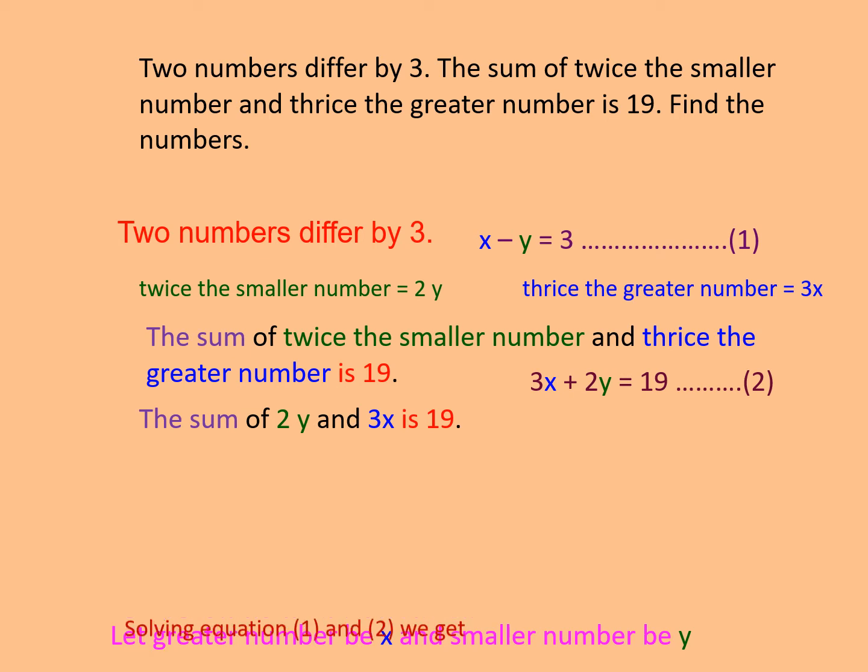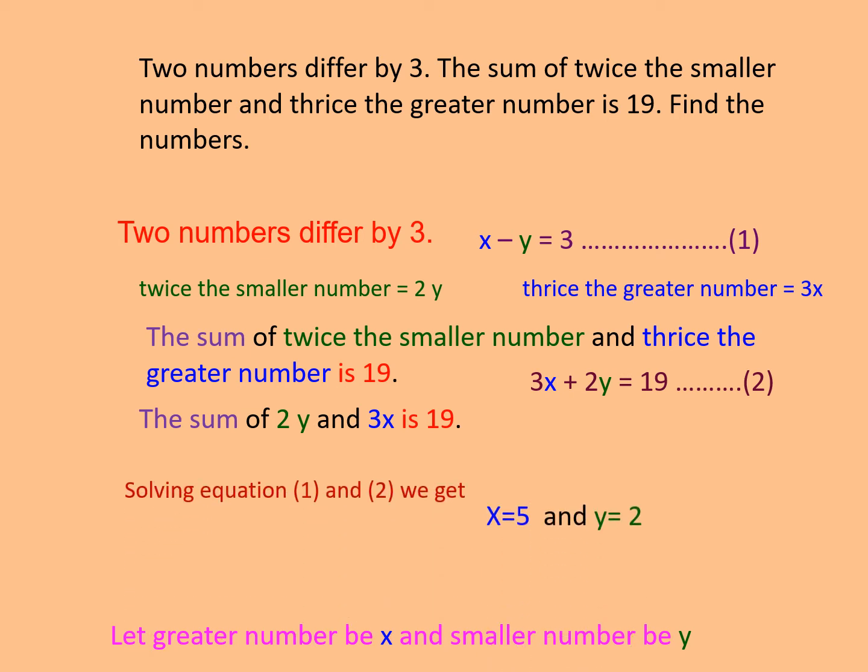When I solved it, I got x as 5 and y as 2. The choice is yours by which method you solve, but the answer will be x equals 5 and y equals 2. How will you write it in the final form? The greater number is 5 and the smaller number is 2. I hope it is clear. The steps are clear. Let's go for the next sum.